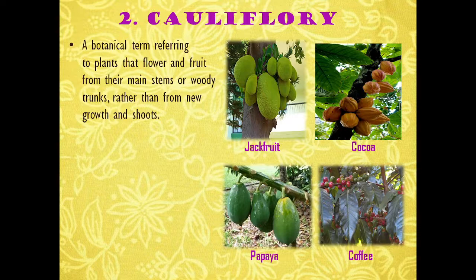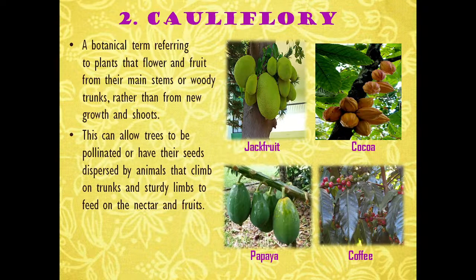Is the botanical term referring to the plants that flower and fruit from the main stem or woody stem rather than from the new shoots? See, in all these cases, they are flowering from this woody stem, jackfruit. Here also they are flowering from the woody stem. Here is not the woody stem, but yeah, from the green stem. Here also it is from the stem. It's not having any particular terminal end at a flower, or it is flowering from a point. No, it is directly flowering from this stem. Okay, this can allow.